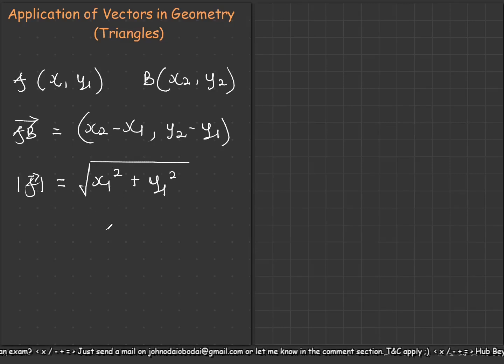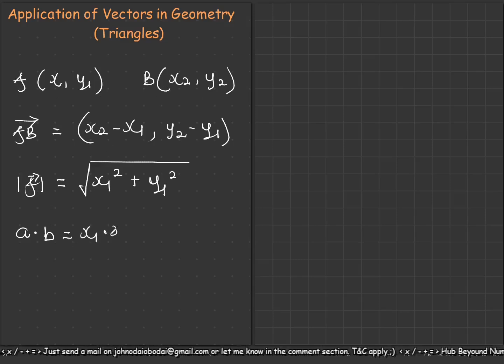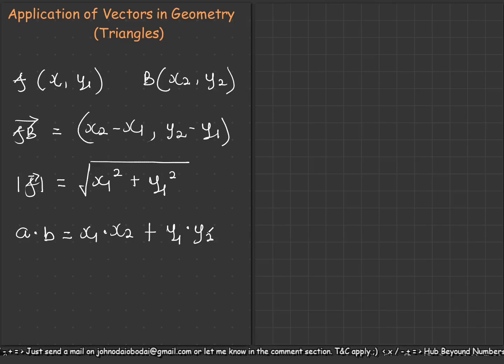And then we finally spoke of the dot product. That is, if you have A here and then B here, what's their dot product? That is A dot B. We said it is the sum of the products of their components. That is x1 times x2, plus y1 times y2. So this is what we've done so far in relation to vectors that we will need to apply in triangles. So without much ado, let's quickly look into it.